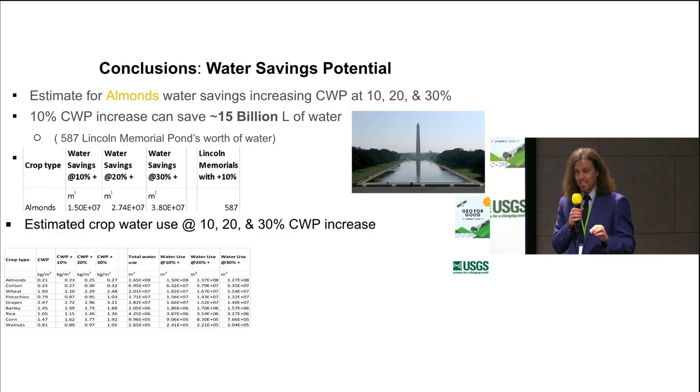So we can provide an incentive that if we can increase crop water productivity by just 10%, that can save about 15 billion liters of water.